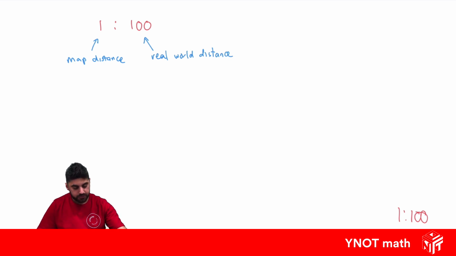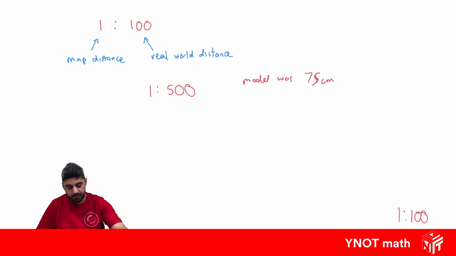So if we had a model that was in the scale of 1 to 500, and the model was 75 centimeters, how big is it in real life? What's the real world distance? Well, remember, this is your map or scale distance, and this is the real world distance.